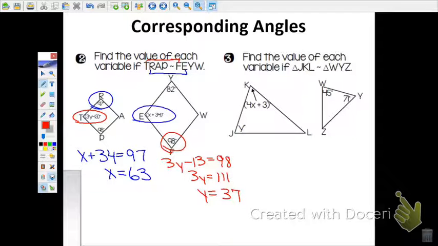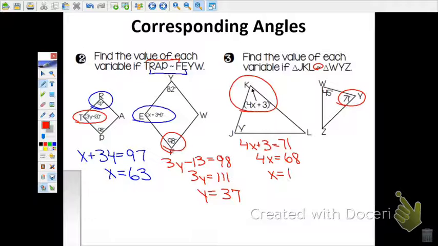Number 3, we have 2 triangles. Again, we know the triangles are similar, which means their corresponding angles are congruent. I look for x first. What angle corresponds with K? Middle one, which is y. So 4x plus 3 equals 71. So I subtract 3. 4x equals 68. Divide by 4. X is equal to 17.